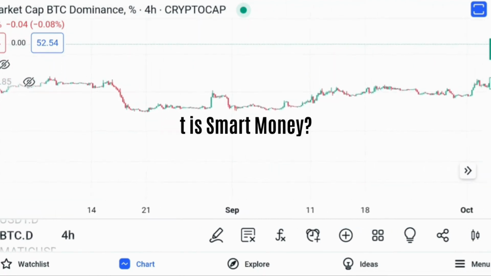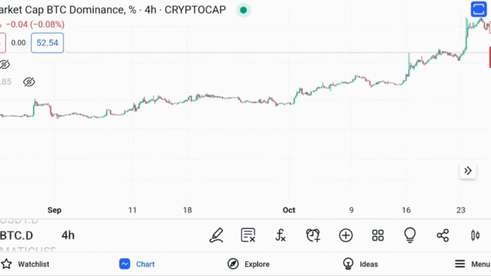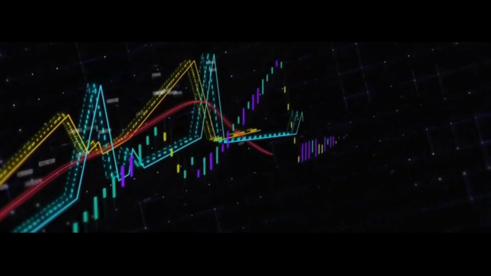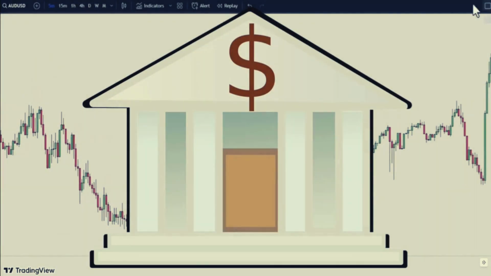What is smart money? Smart money refers to institutional investors, investment funds, banks, and other large companies with significant resources and expertise. Understanding the actions of smart money is crucial for retail traders, as these players often shape market trends and can provide valuable insights into future price movements.